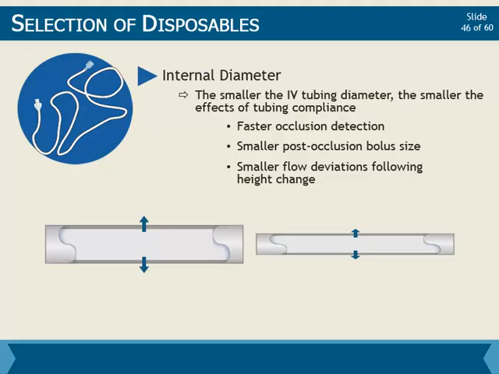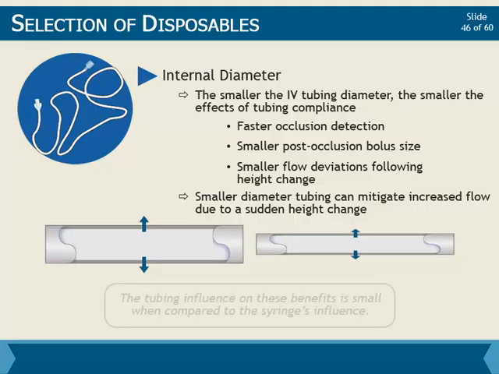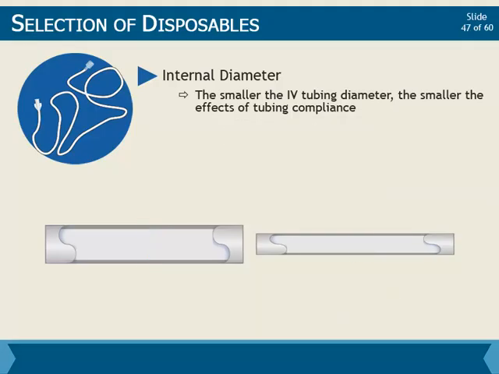Also, to a certain extent, smaller diameter tubing can mitigate increased flow due to a sudden height change, as it offers greater resistance to uncontrolled flow due to gravity. Albeit, the tubing influence on these benefits is small when compared to the syringe's influence. Narrow diameter tubing has another benefit though.